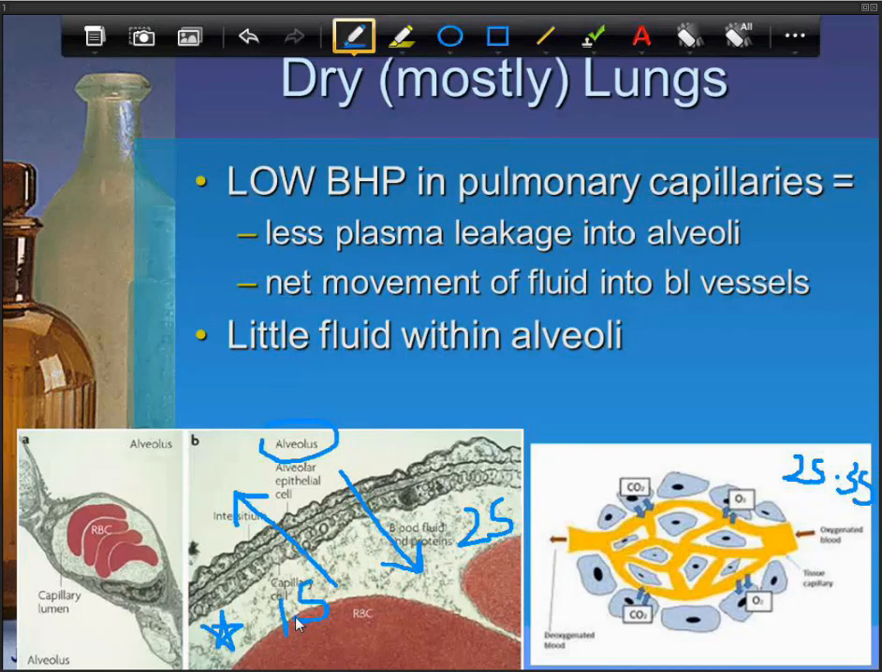Now look at the difference between 25 and 15. You've got an outward force of 15. You've got an inward force pull of 25. What's your dominant direction of fluid? It's out of the alveolus towards the blood. So in other words, the blood is osmotically pulling as much fluid as it can out of the alveolus. That keeps the alveolus dry. So you end up with little fluid inside of the alveolus.